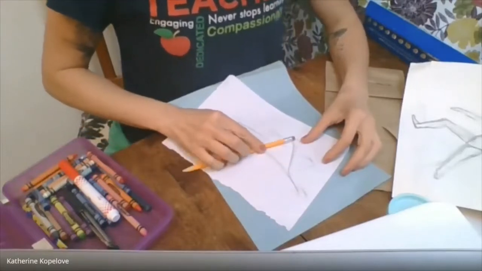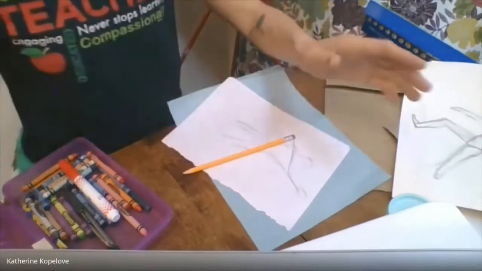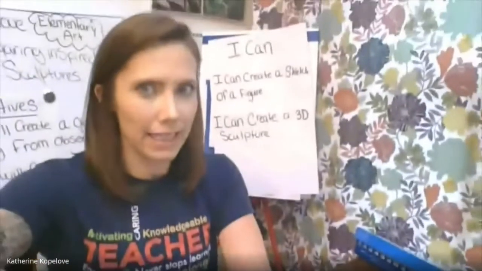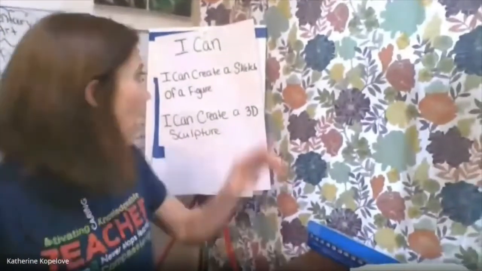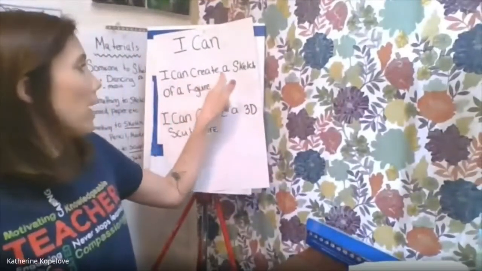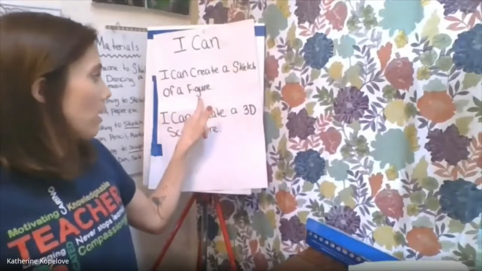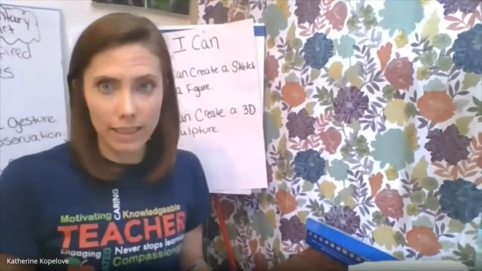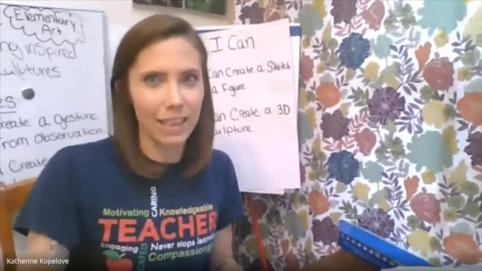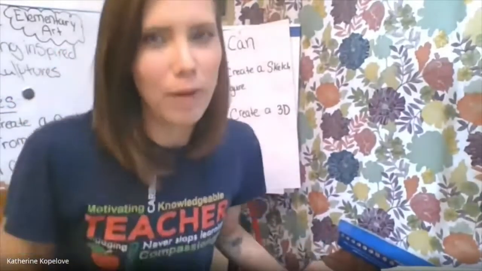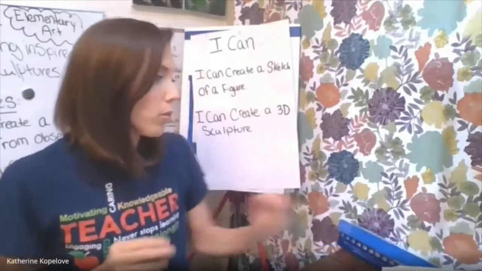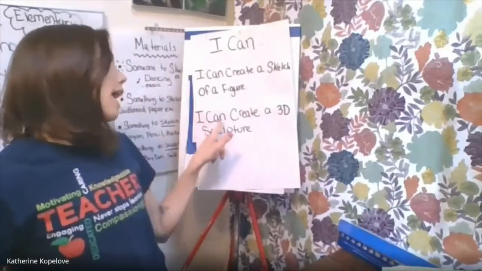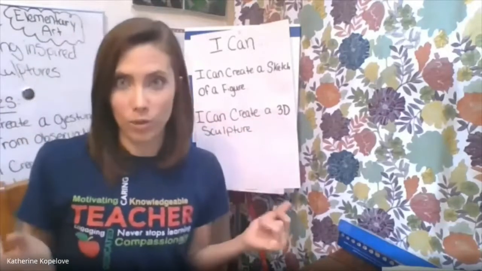If I go back to my I can statement, I can create a sketch of a figure. Well, I just created a sketch of a figure dancing, which I'm really excited about. And I really appreciate the George Mason family helping me out on that video. Now I'm going to move on to my second objective, which is I can create a 3D sculpture.